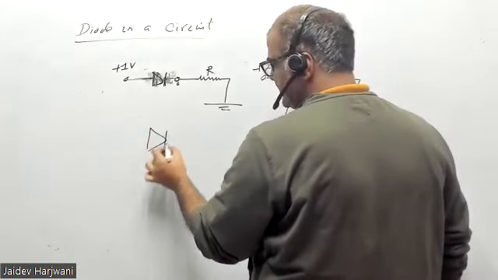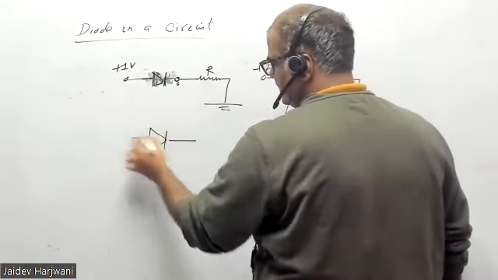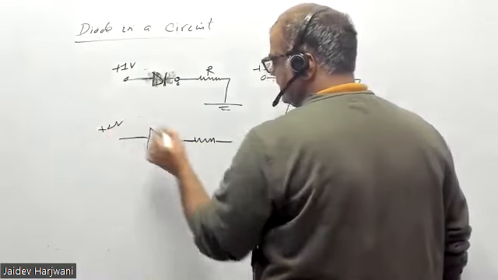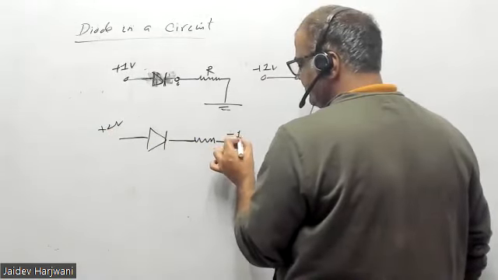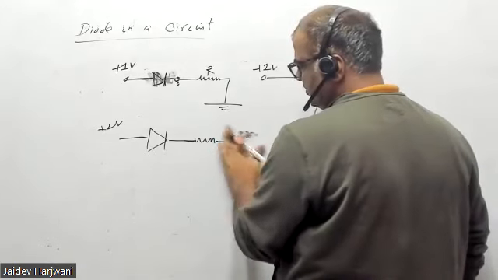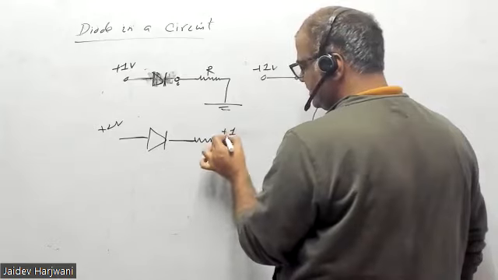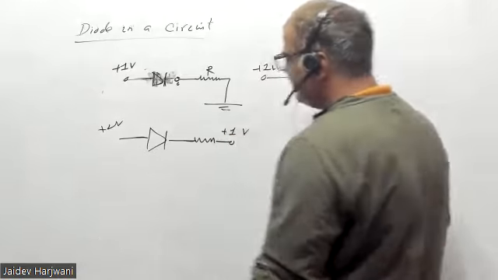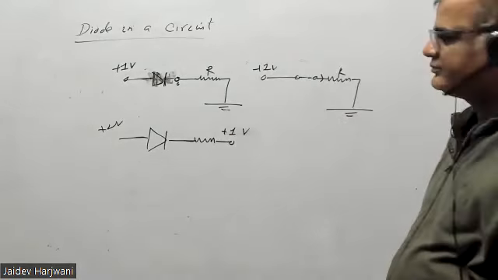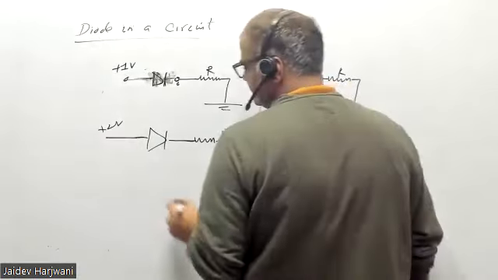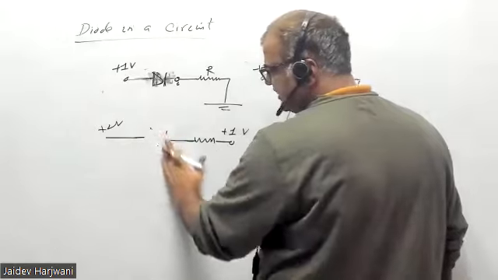Say this is negative. Here some resistance is there. Say this is plus 2 volt, and this is plus 1 volt. Tell me whether this is a forward bias or reverse bias. Is it forward bias or reverse? Forward.